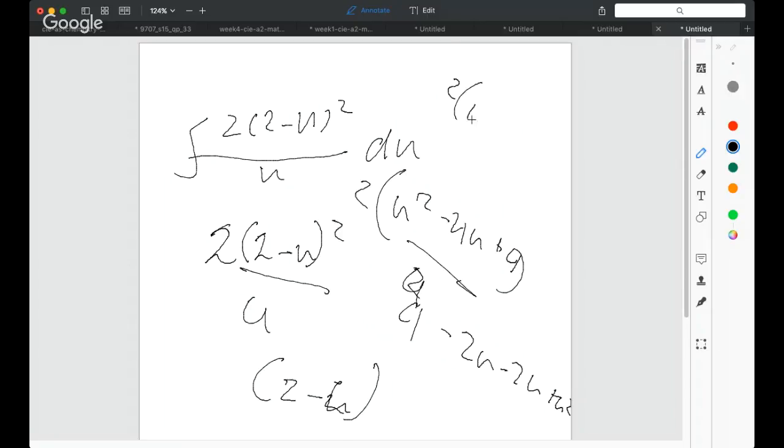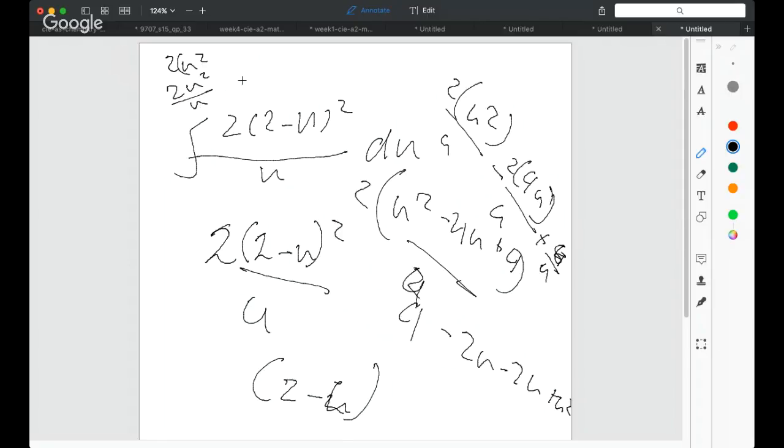So then it's u squared over u, minus 4u over u, plus 4 over u. Just calculate what is u squared over u: it's u, and then minus 4, plus 4 over u. And then you integrate each of them.